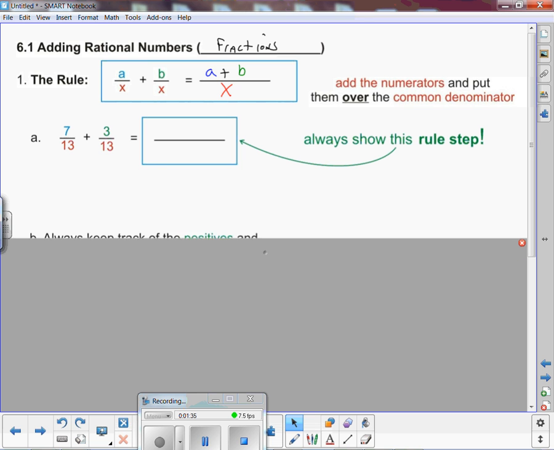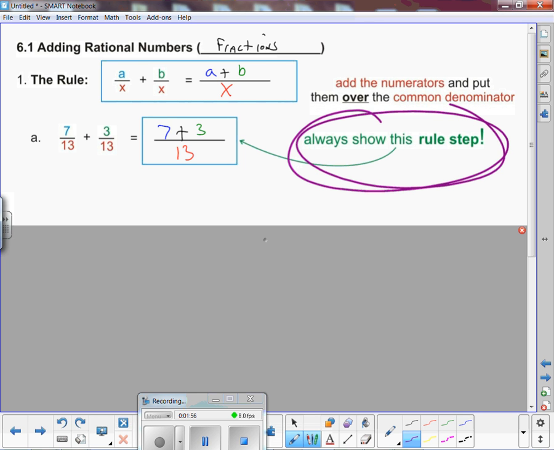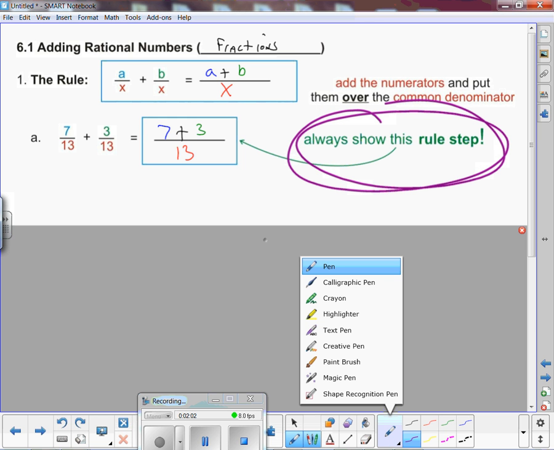All right, so let's take a look at this problem right here. Add the numerators and put them over the common denominator. That's exactly what we're going to do. In this box, I'm going to do 7 plus 3. I'm adding the numerators and putting them over the common denominator. Now, notice what I've said right here. Always show the rule step.